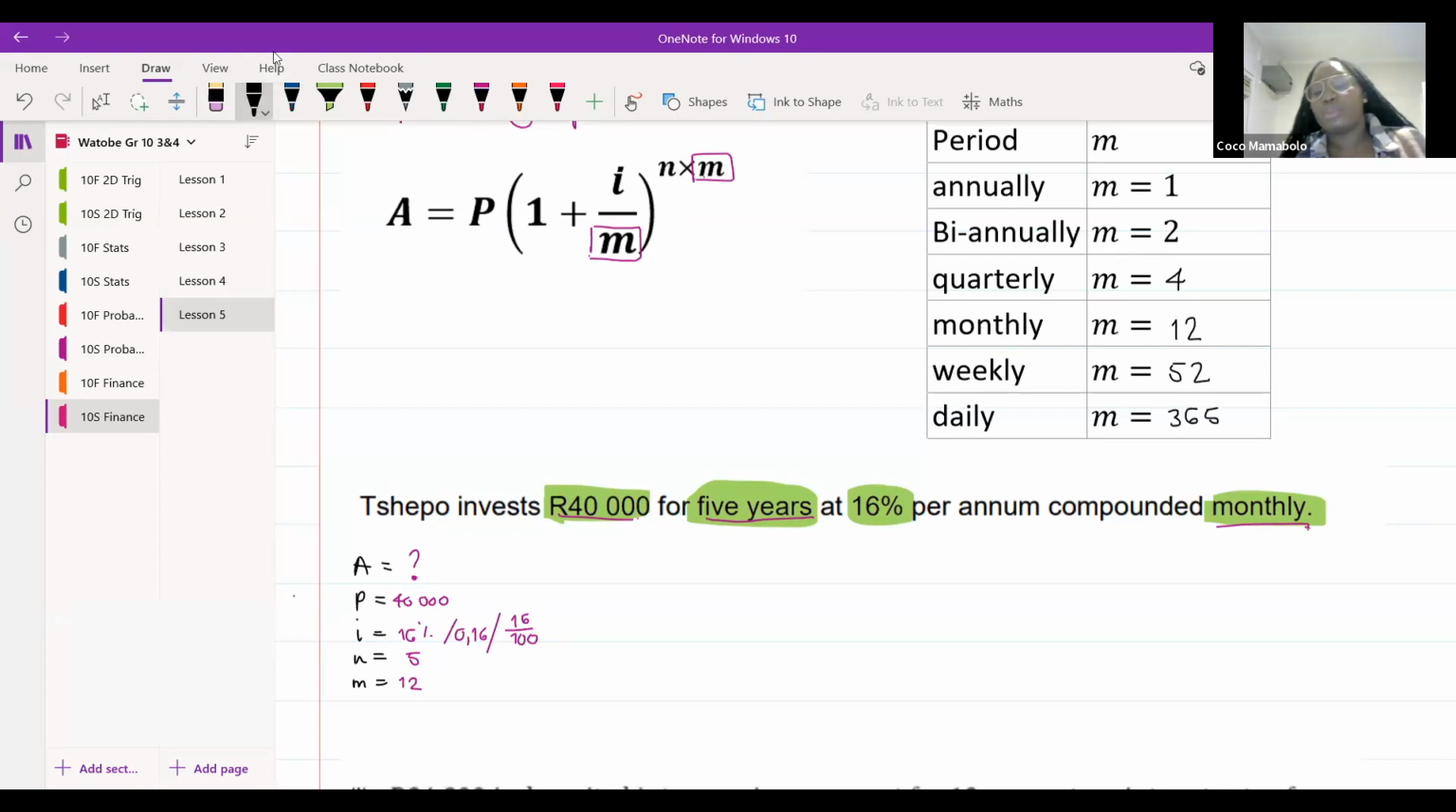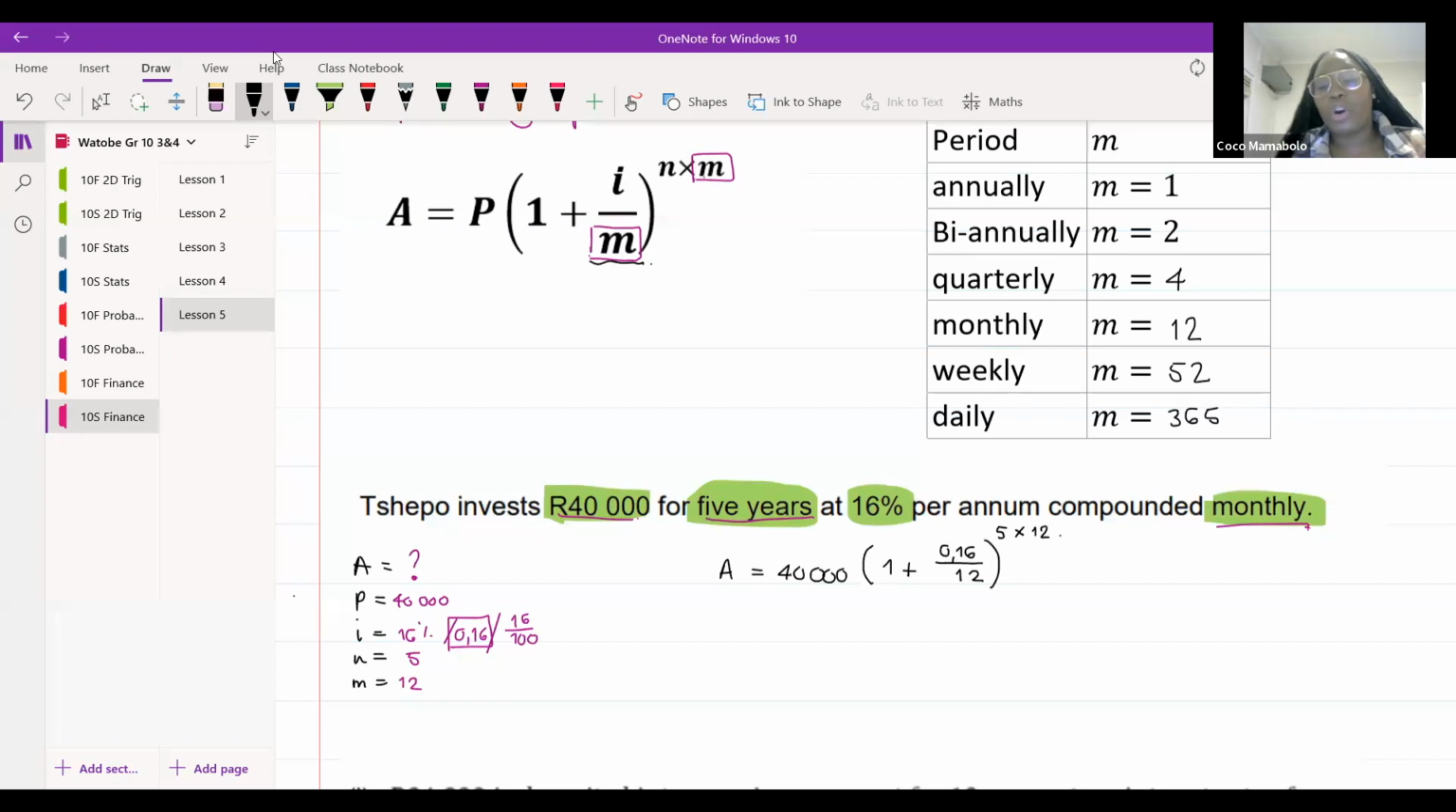Now what we're going to do is punch this into our calculator. A is equal to 40,000, open brackets, 1 plus. I recommend in this particular one using the 0.16 as your interest rate. So you can go 0.16 divided by my M value, which is 12, close brackets, to the power of N, my number of years. My number of years is 5 times 12.